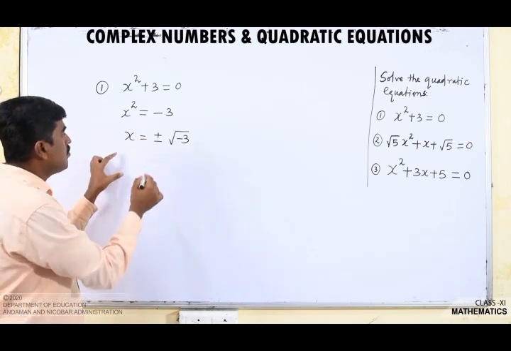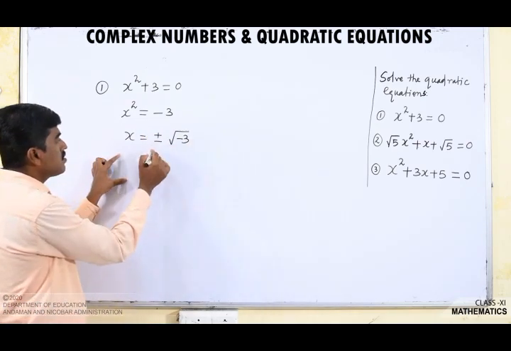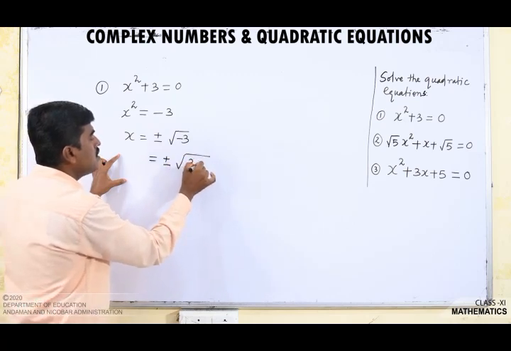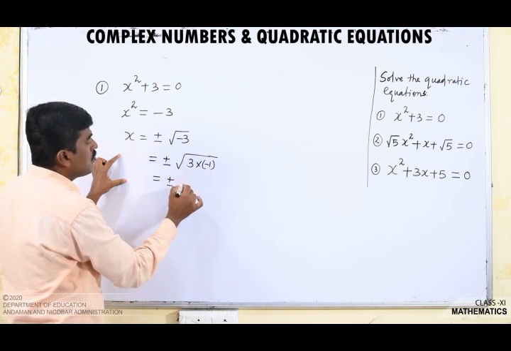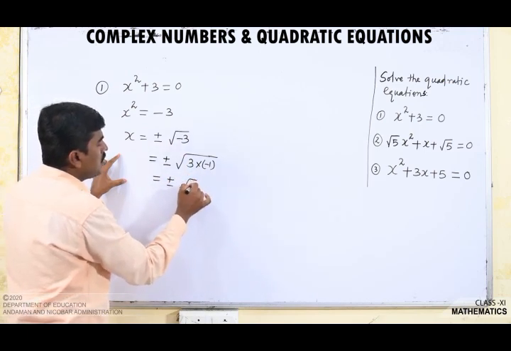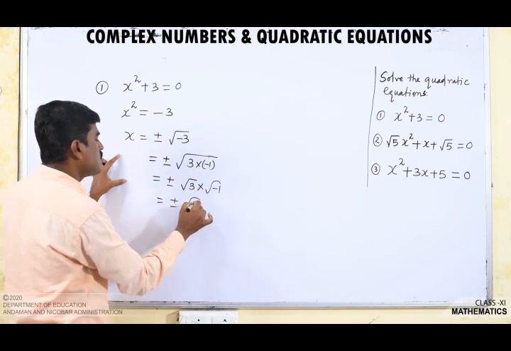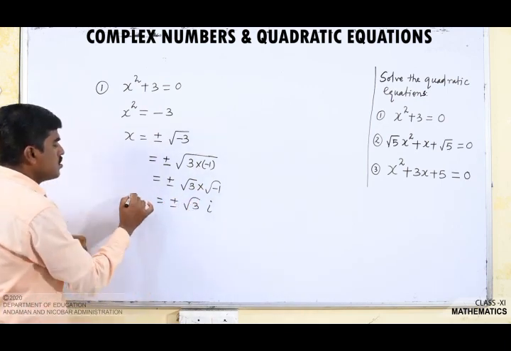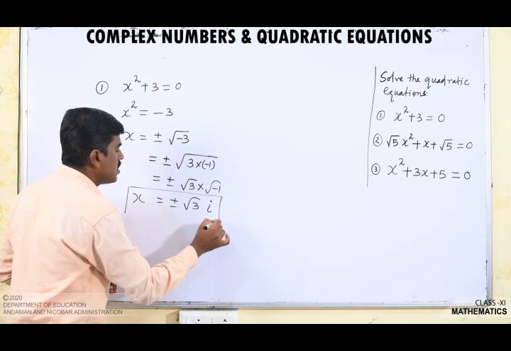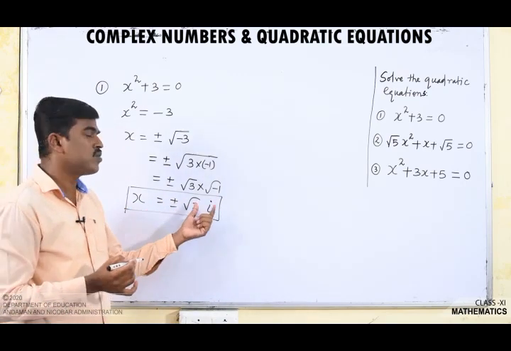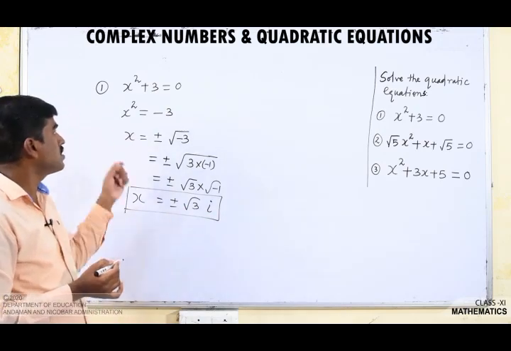Now this root over minus 3 can be expressed as plus or minus root over 3 into minus 1. Okay. So that is equal to plus or minus root 3 into root over minus 1. So that is equal to plus or minus root 3i. So the solution of this equation is x is equal to plus root 3i and x is equal to minus root 3i. So these are the two roots of this equation.